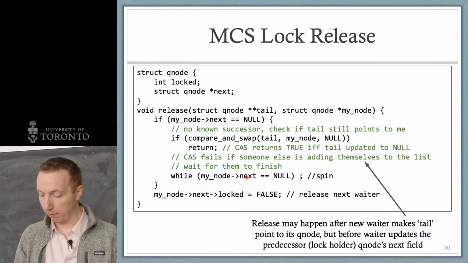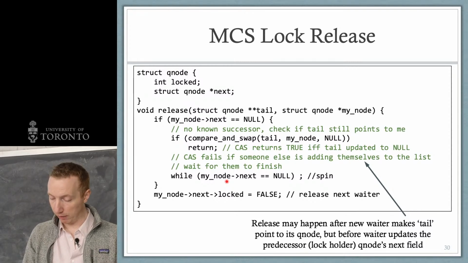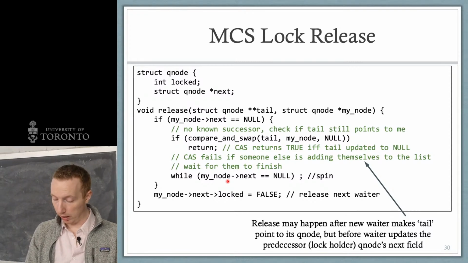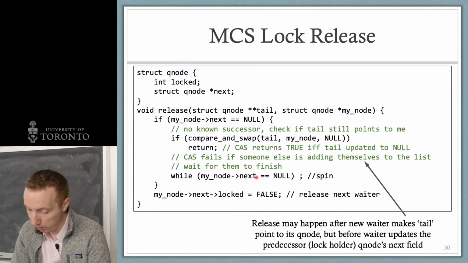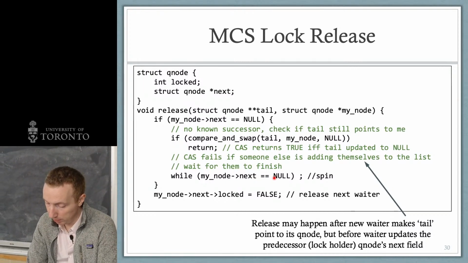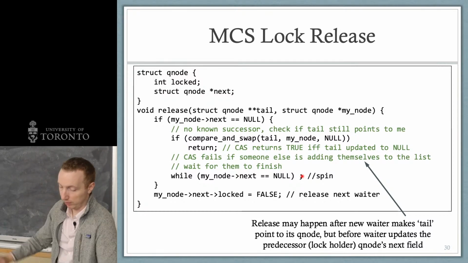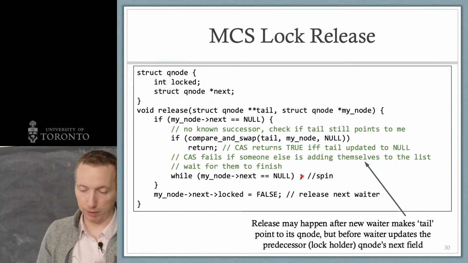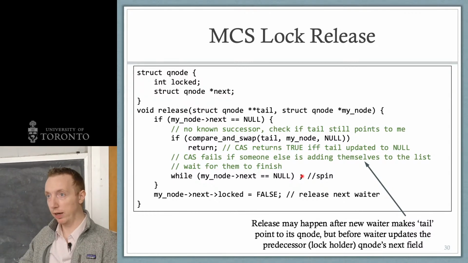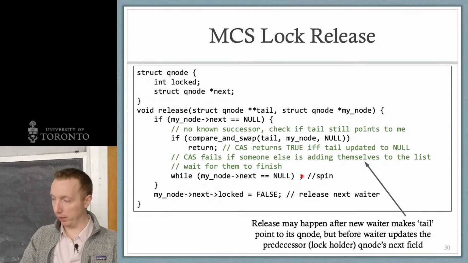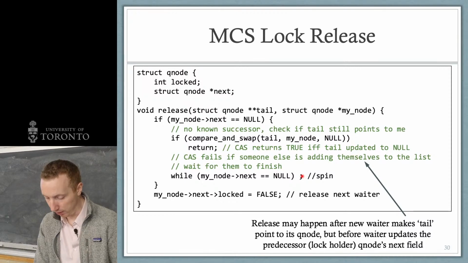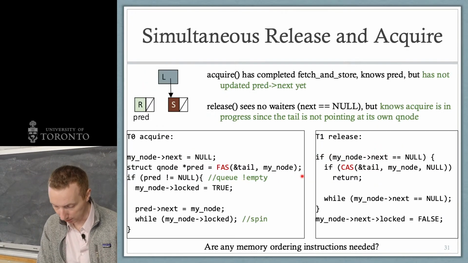So I have to wait for my node's next to not be equal to null, so I have to spin over and over again. This release might happen after that new thread adds itself to the tail, and then I have to wait for it to update my next node. So that is the scenario we have to consider here.